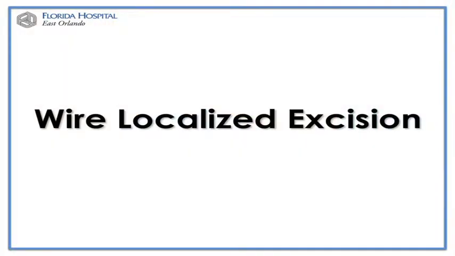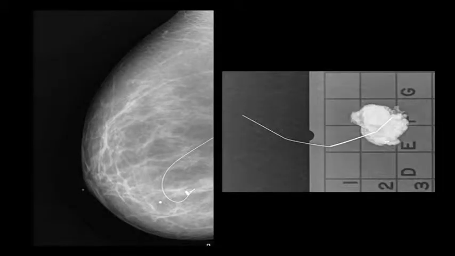So if our goal for breast conservation surgery is to remove a lump of tissue that has the cancer, the question is, how do we know where the cancer is? Well, for a very long time, since the 1970s, we used this method called wire localized excision. Very simply, the radiologist would put a wire through the breast tissue, and the tip of the wire would be where the clip is, where they biopsied the cancer, and that's where the cancer is.